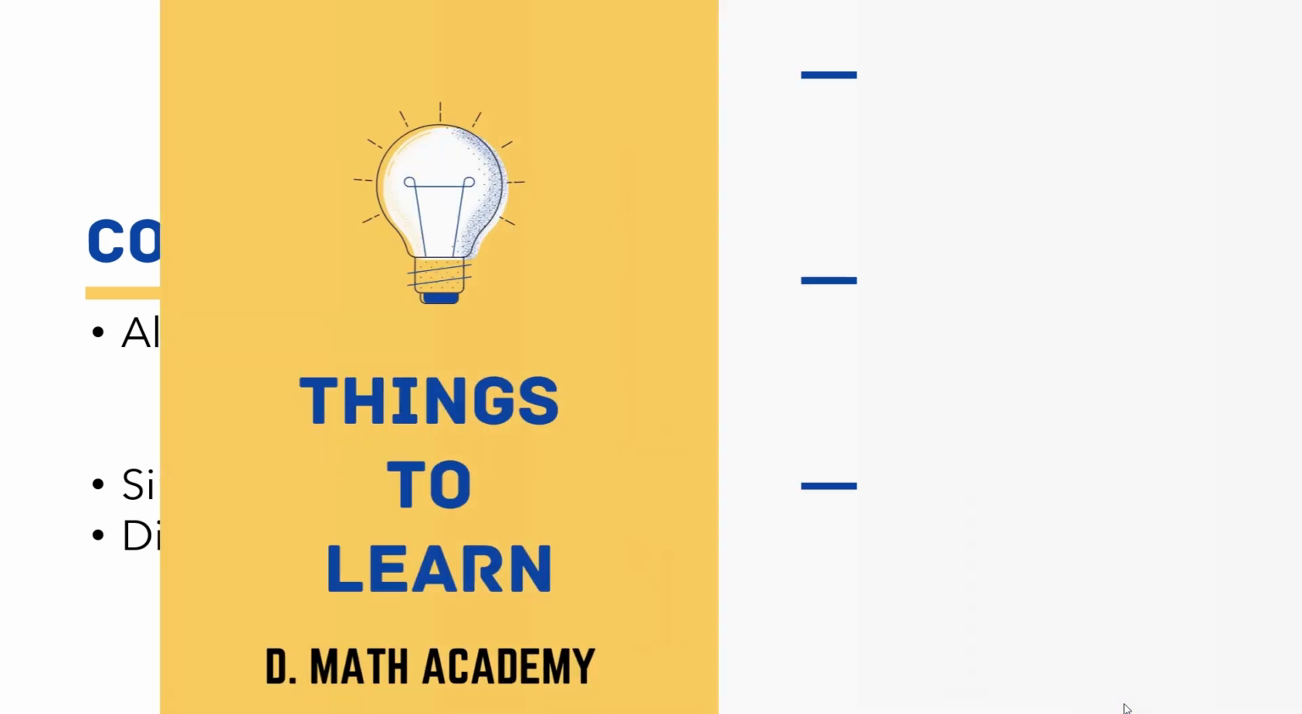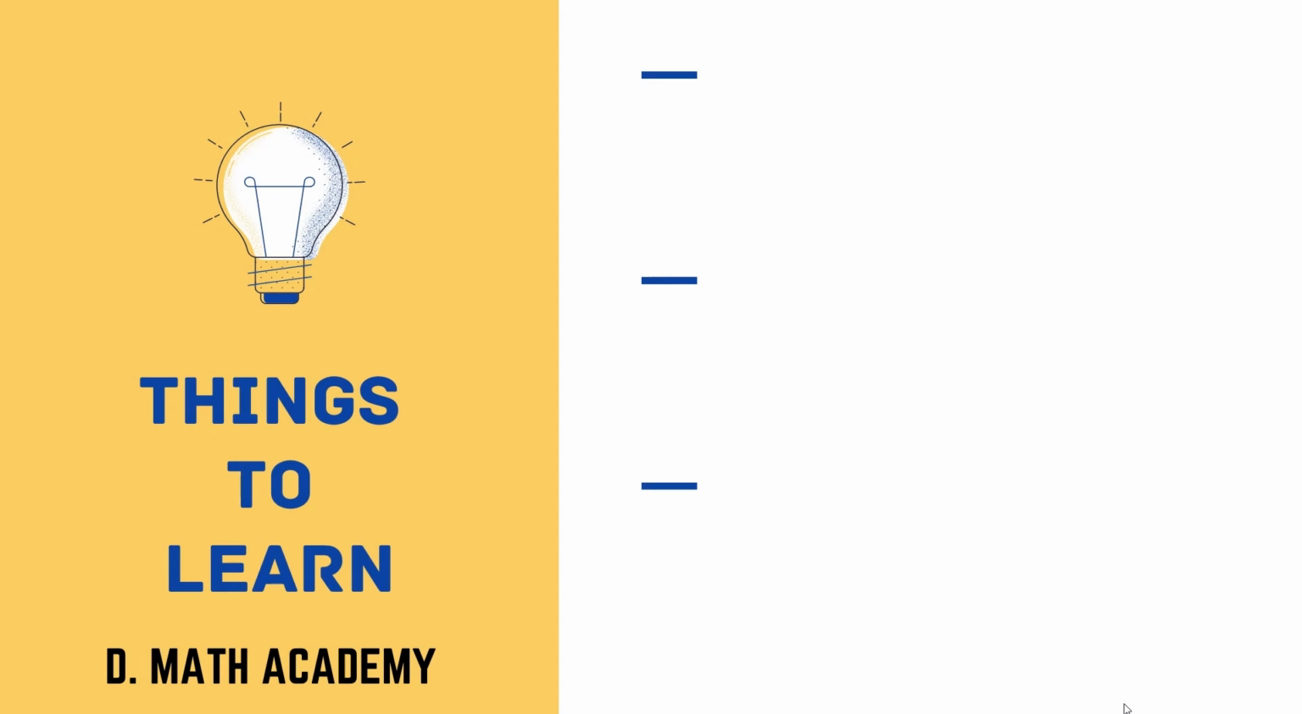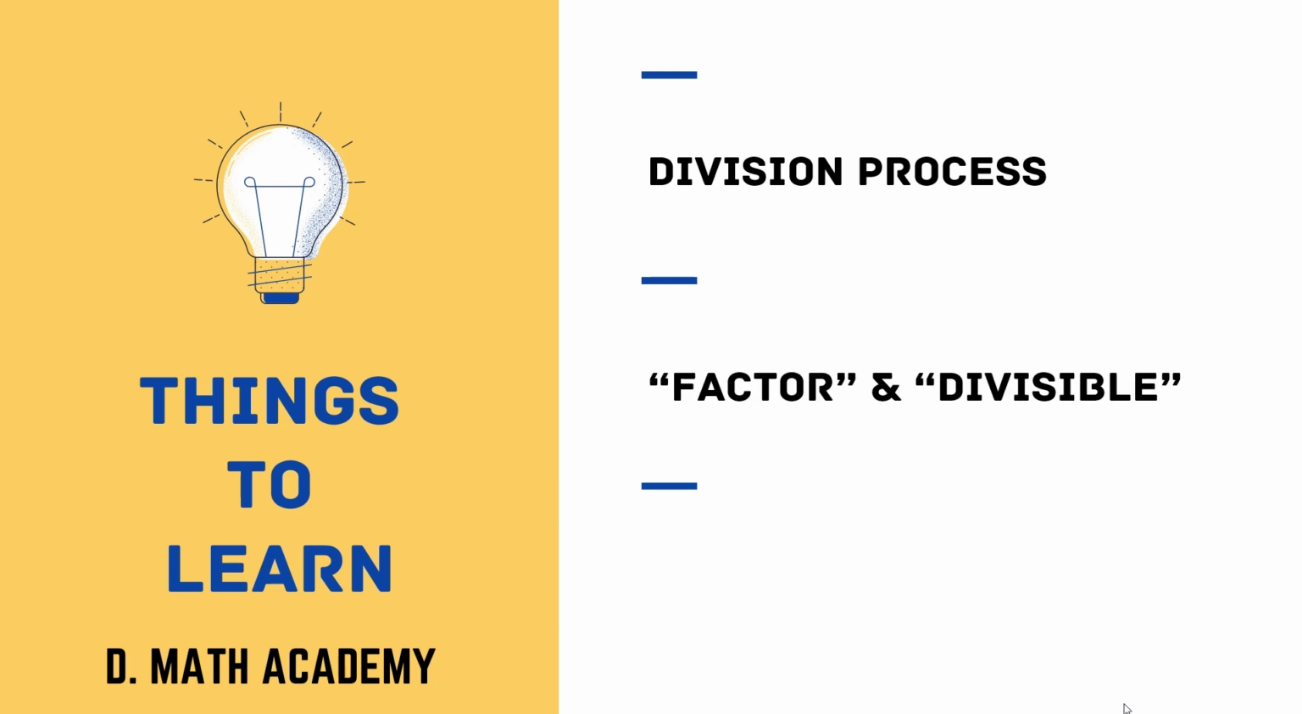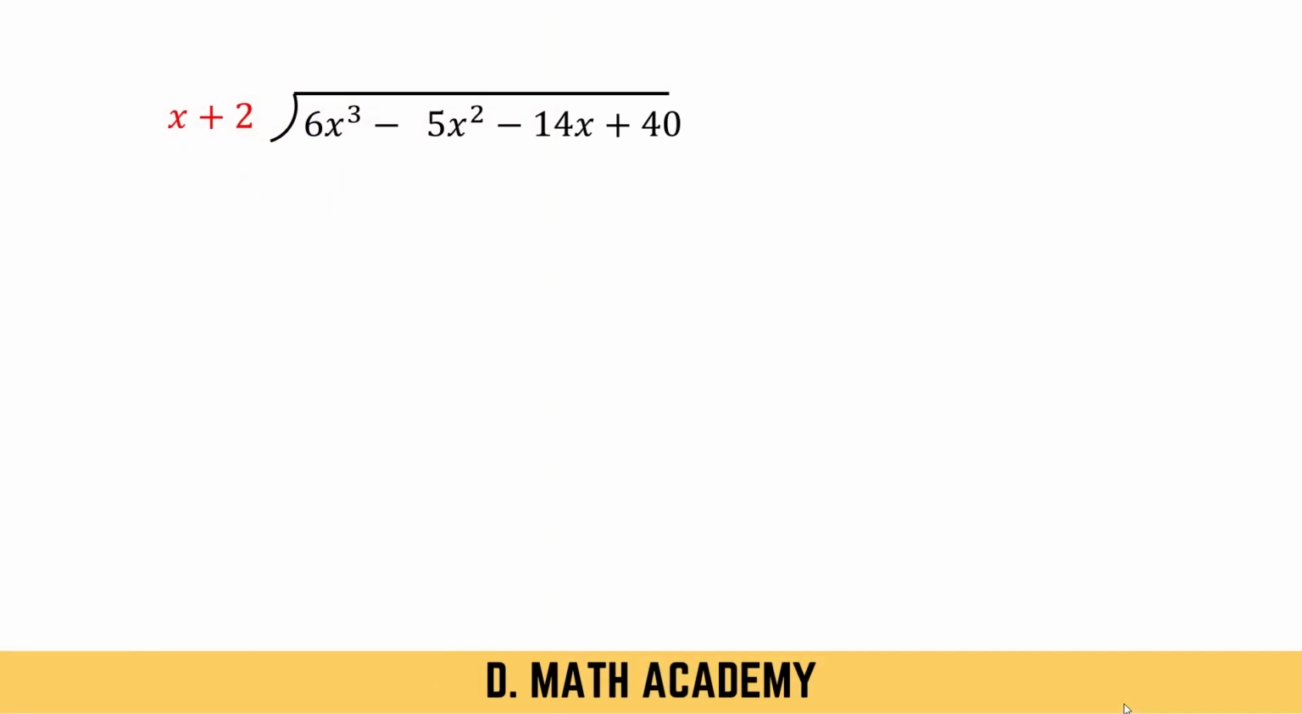I'm going to share a couple of examples that utilize all these concepts. Okay, moving on, I'm going to show you the three things that you're going to learn here. First of all, it is the division process, on how you divide a polynomial. Then what's called a factor, what the term divisible means, and also the remainder. Without further ado, let's go through the division process first.